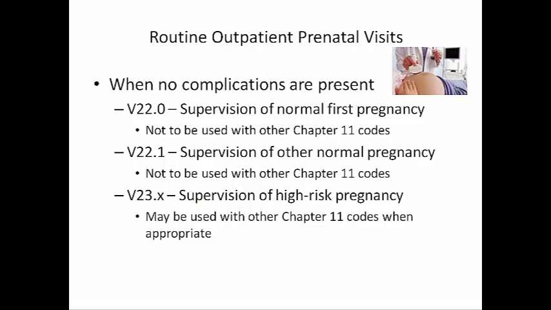Routine prenatal visits. So for routine prenatal outpatient visits, when no complications are present, the coder would choose V22.0 and would not be used with any other codes from Chapter 11, same as V22.1. And then V23, supervision of high-risk pregnancy, may be used. This code can be coded and may be used with Chapter 11 codes when appropriate, though, depending on that documentation.